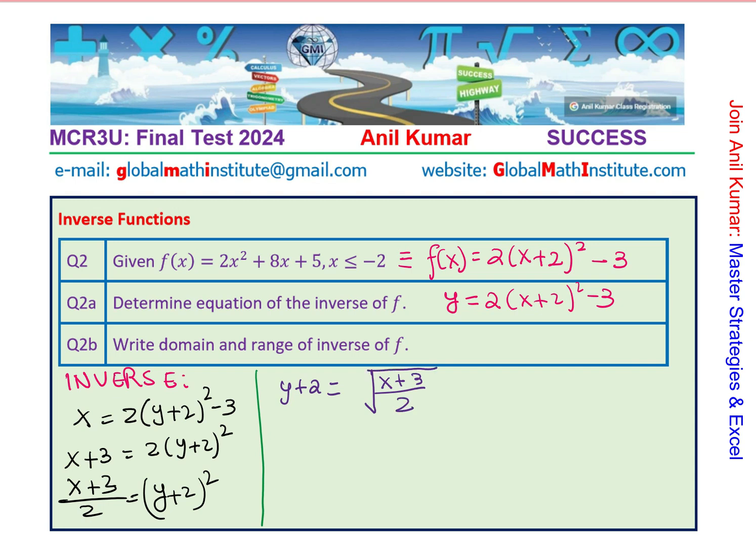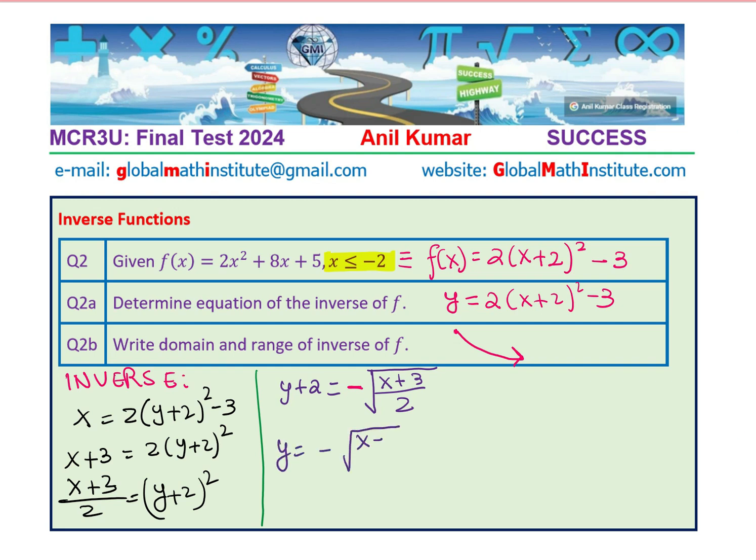Now it is important to note that since we have restricted the domain as x less than or equal to minus 2, that is on the left side, so the inverse will be kind of like this. You see that? And therefore, we are going to take a negative sign here, not positive and negative, when we take the square root. So now we can rewrite y as equals minus square root of (x plus 3) by 2, and this 2 becomes minus. Is that clear to you?